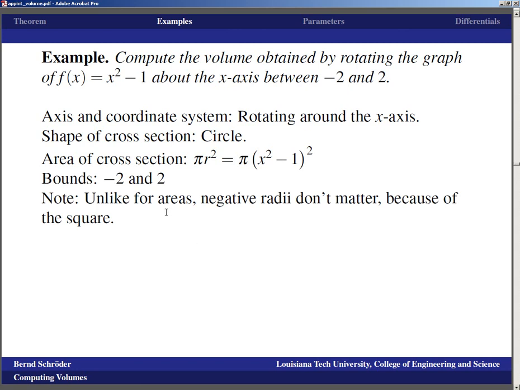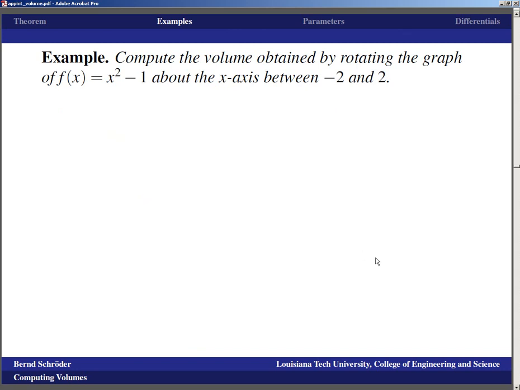And so now, unlike for areas, quick note here, negative radii don't really matter because we're squaring stuff here. For other area formulas, we may have to take care of negative signs, but for solids of revolution, we don't have to worry about that. And so what we get is that the volume is the integral from the left to the right, from -2 to 2, of pi times r squared, pi times (x squared minus 1) quantity squared, and that's exactly this x squared minus 1 here, dx, which is the little thickness.